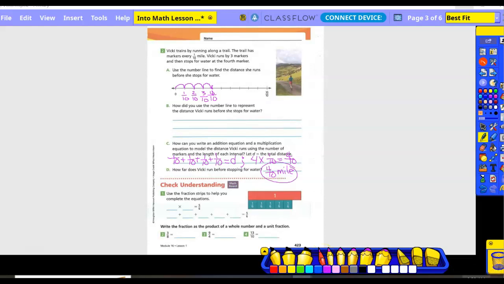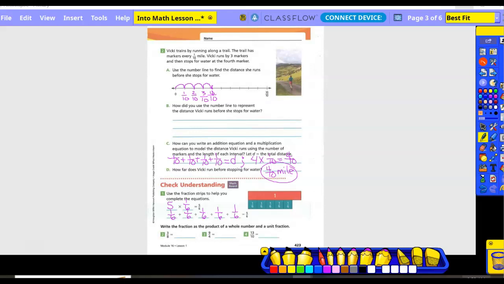Understanding number 1, use the fraction strips to help you complete the equation. So how many times do you see the blue 1/6 pieces? 5 of them. And then what did we just say each strip was? 1/6. So how would I write 5 times 1/6 as a repeated addition? 1/6 plus 1/6 plus 1/6 plus 1/6 plus 1/6 gets me 5/6 because I have it written 5 times, right?